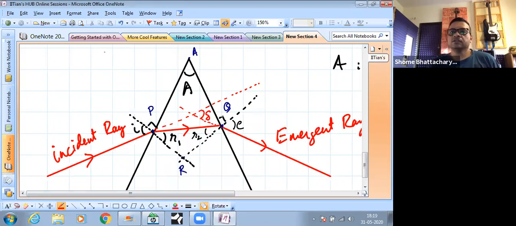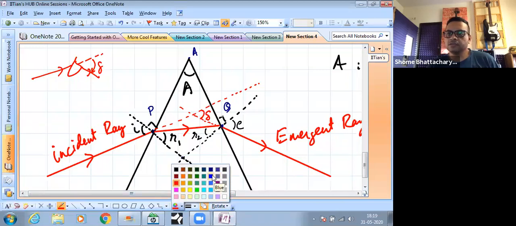You can see that the ray of light was incident like this, but then it met the prism and came out from this side like this. So it got deviated like this by delta. That is the angular deviation. And let us also in our diagram label this point here as something.